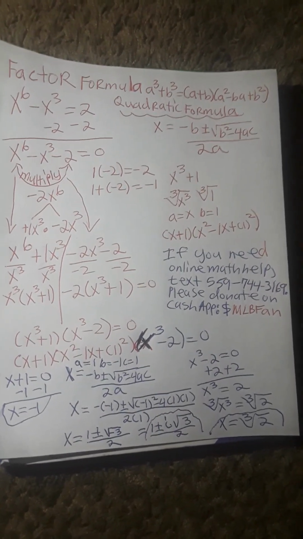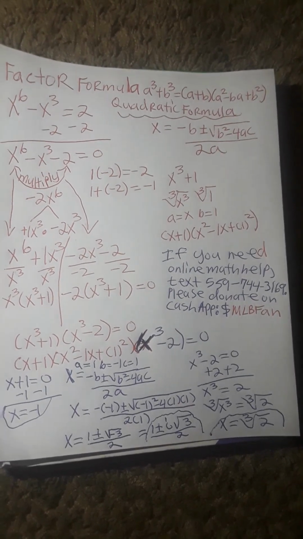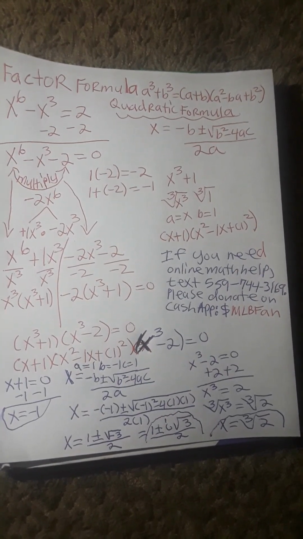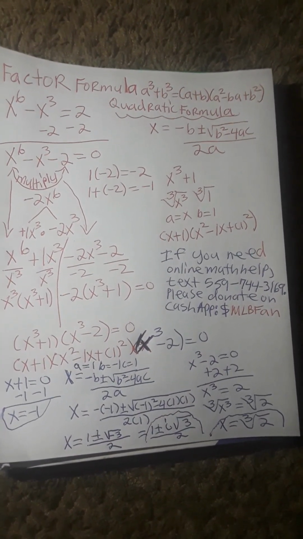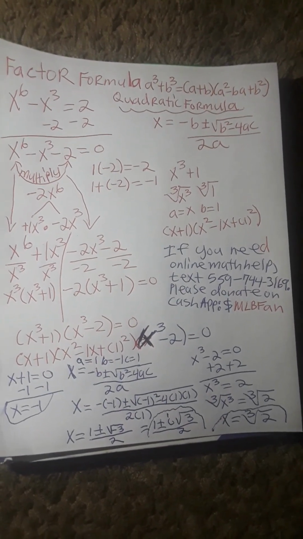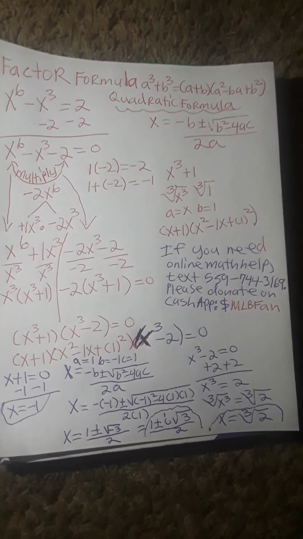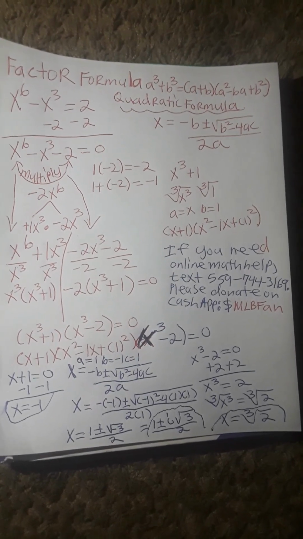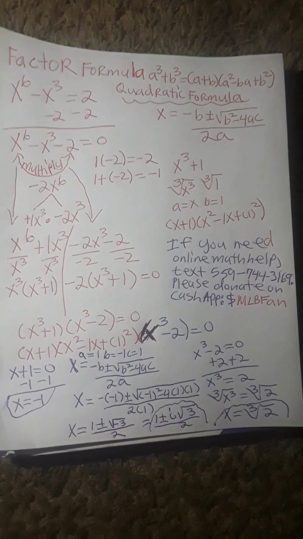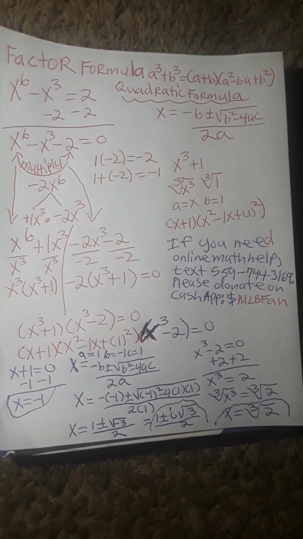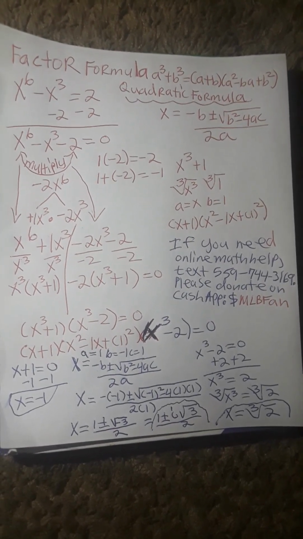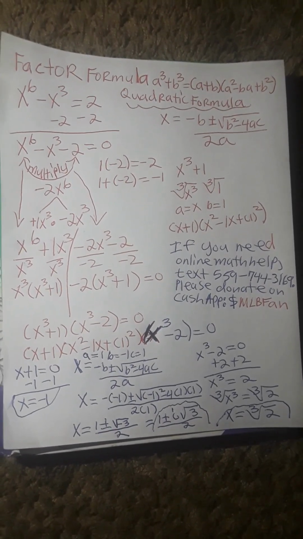Again, negative times negative 1 plus or minus the square root of negative 1 squared minus 4 times 1 times 1, all over 2 times 1. So x is going to equal 1 plus or minus the square root of negative 3 divided by 2. When you have an even root with a negative up front, this will yield an imaginary i coming out as 1 plus or minus i square root of 3 divided by 2.